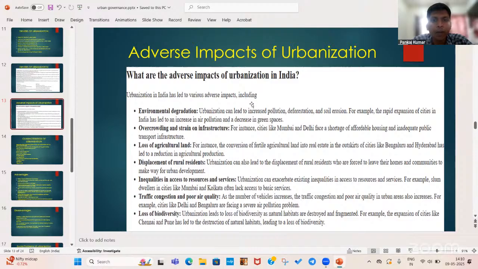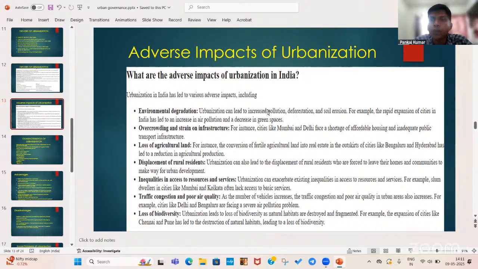So what are the adverse impacts of urbanization in India? This can be grouped under different headings, like environmental degradation. Why environmental degradation? Due to increasing deforestation, there will be demand for more houses. As we just studied, people are more and houses are less, so there is already a shortage of houses and a shortage of infrastructure. It will lead to cutting more trees, that is deforestation.